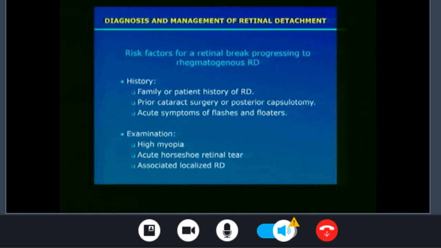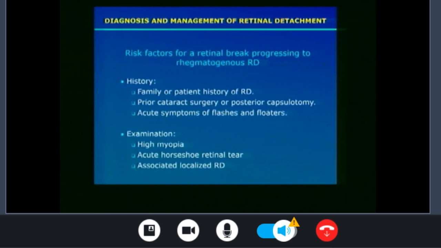So we look at history. A family history or a history of retinal detachment in the fellow eye increases the risk. If the patient had cataract surgery or posterior capsulotomy, that increases the risk. Acute symptoms of flashes and floaters increase the risk. So these are points that you should look for in history to see if this retinal break needs prophylactic treatment. I'm talking about prophylactic treatment, meaning the break is present and the retina is still attached.